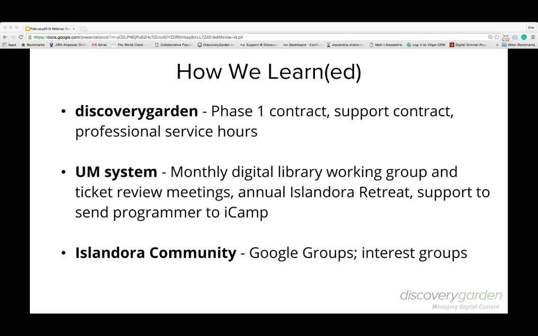As I said before, working with Discovery Garden was immensely helpful in getting us over that hurdle of understanding. I felt anyway that the time for learning was greatly expedited by working with them on this project. And again, we continue to have access to them through our support contract. We had some professional service hours for a specific task of developing a view for restricted objects for us. And then, we did as best as we can.